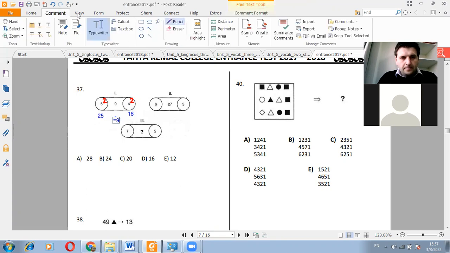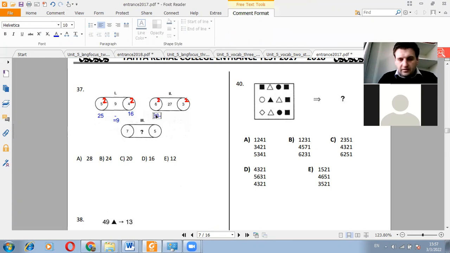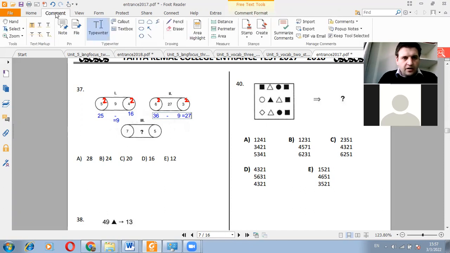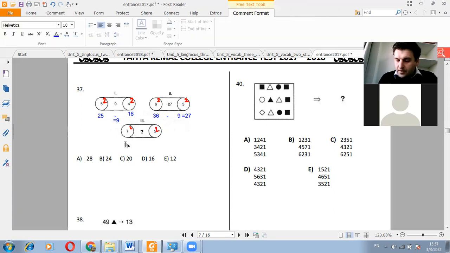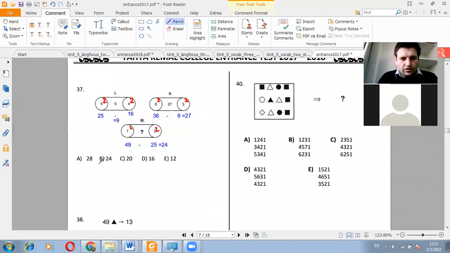Here the same. 6 squared minus 3 squared means 36 minus 9, which is 27, and we'll do the same here. 7 squared minus 5 squared, which is 49 minus 25, and then we get 24, right? Choice B.